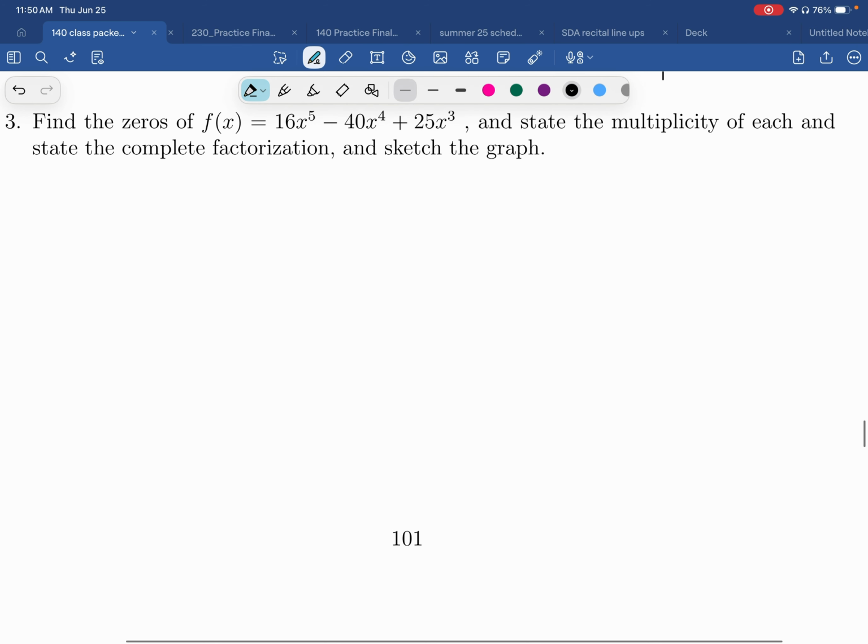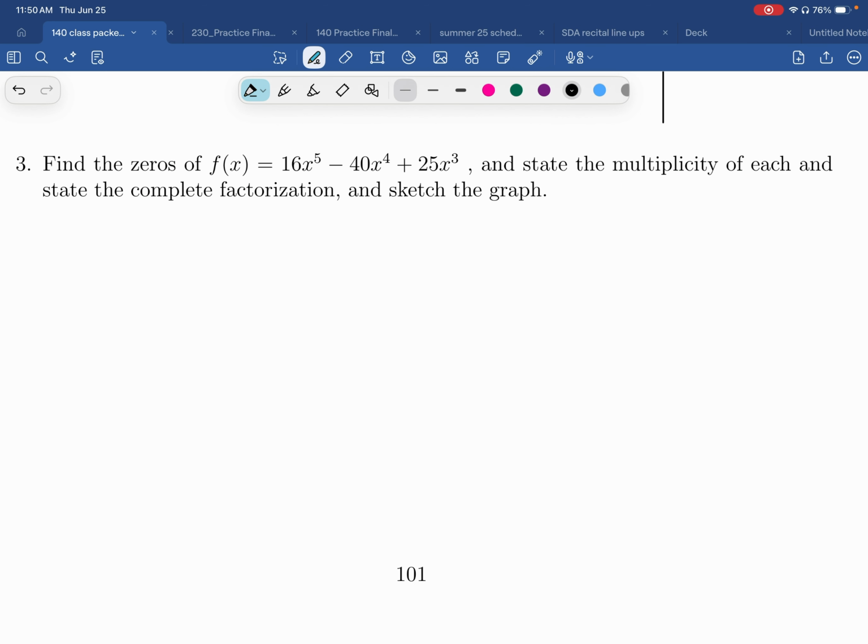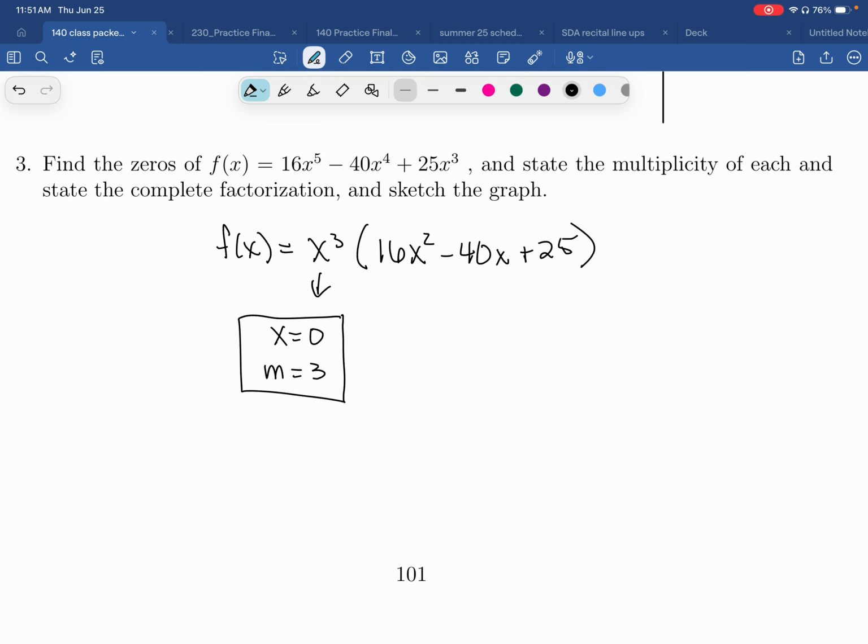And last one, find the zeros and state the multiplicity. I see that they all have a common x cubed. So this is going to become x cubed times 16x squared minus 40x plus 25. This is going to give us x equals 0, and its power is 3, so its multiplicity is 3. So that gives us 3 of the 5, and we're looking for 2 more solutions out of this one.